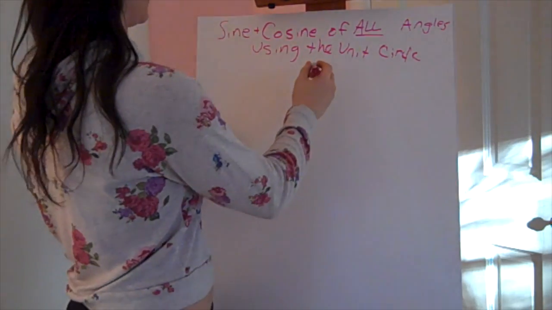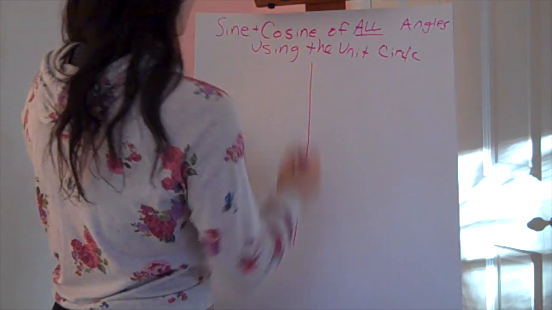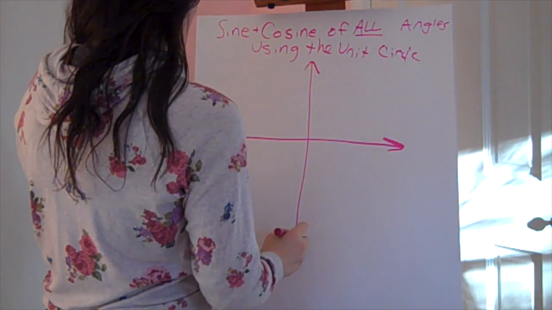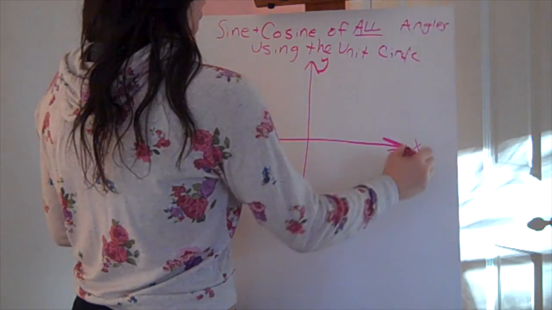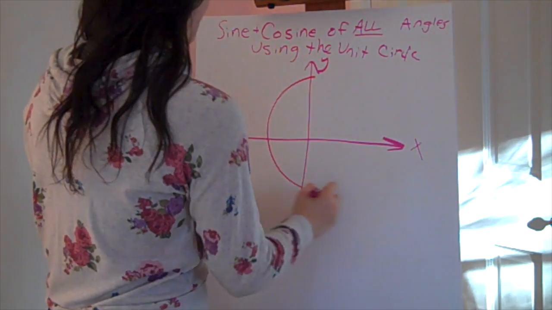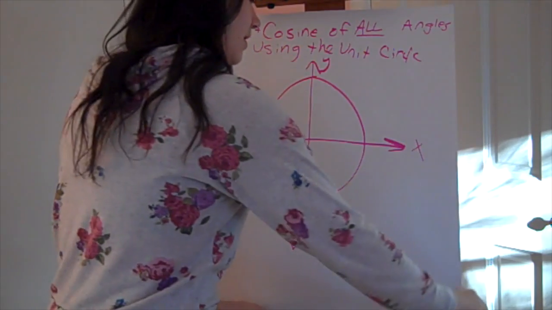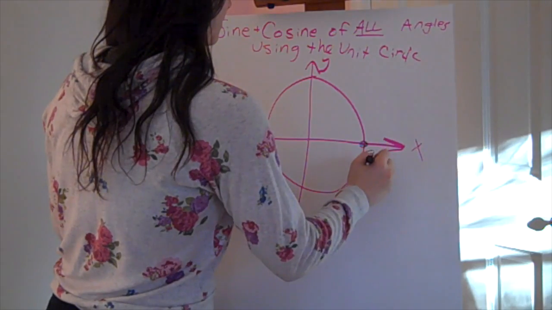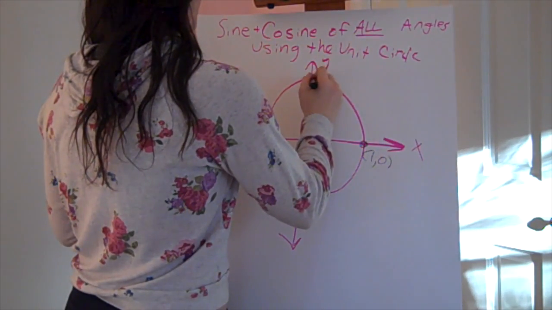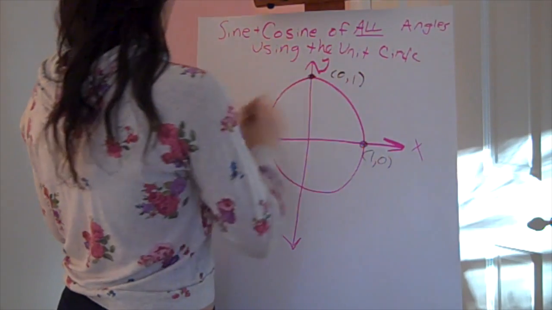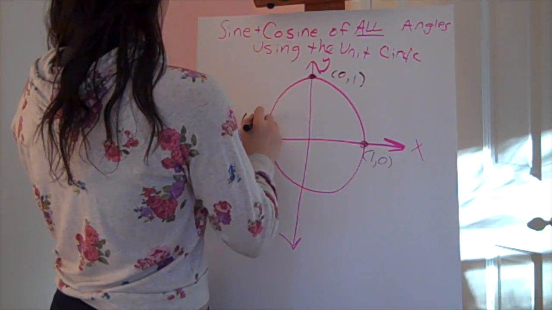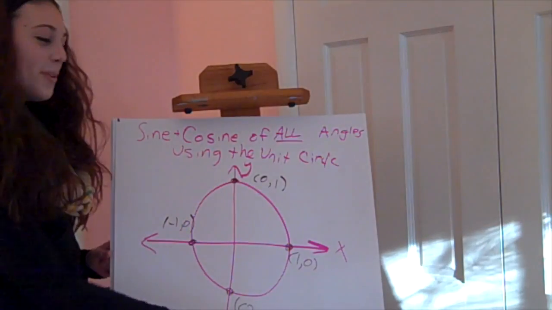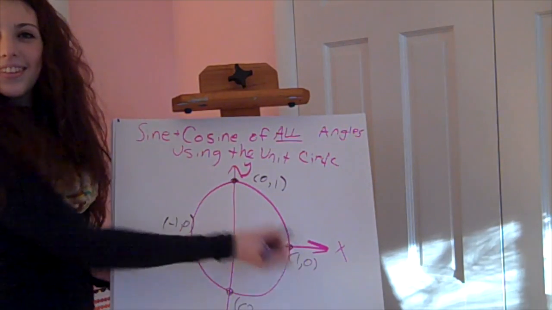Okay, so a unit circle is obviously a circle, but it's a circle whose radius is always 1. So if we drew it on axes, this being y, this being x, you'd have your circle, and this would be (1, 0). This would be (0, 1). This would be (-1, 0). And this one would be (0, -1). So anywhere you go on the unit circle, the radius will be 1.